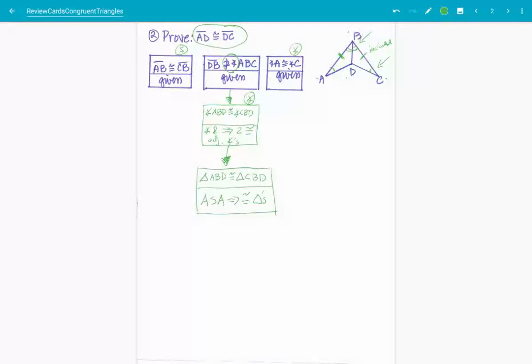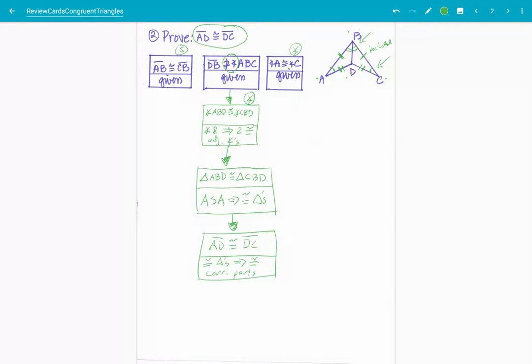And now I need to show that this segment here, AD, is congruent to this segment here. And because that's part of these two triangles, then I just pick that and use it. It's going to be that same one, congruent triangles imply congruent corresponding parts. And it's the proof statement there, AD congruent to DC.